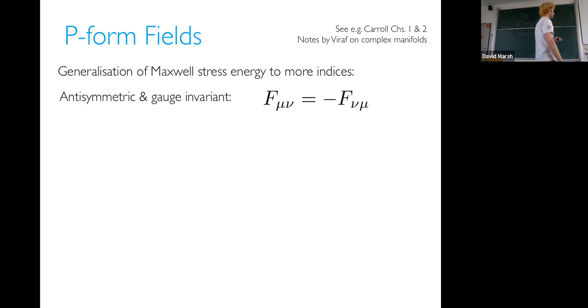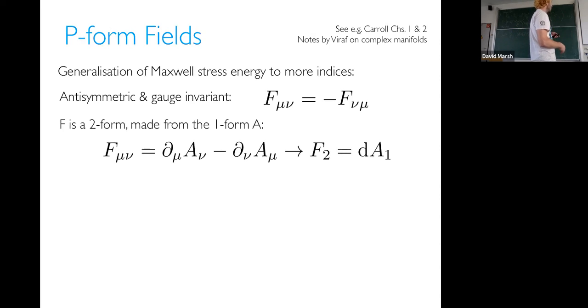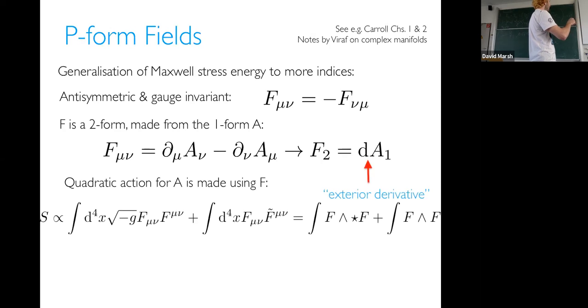So forms are anti-symmetric and gauge invariant. F is a two-form, and it's made from the one-form A. So F mu nu is d mu A nu minus d nu A mu. We write this as the exterior derivative, this funny operator d, acting on the one-form A1. So exterior derivatives raise the number of indices and turn a p-form into a p plus one form. That's the exterior derivative.